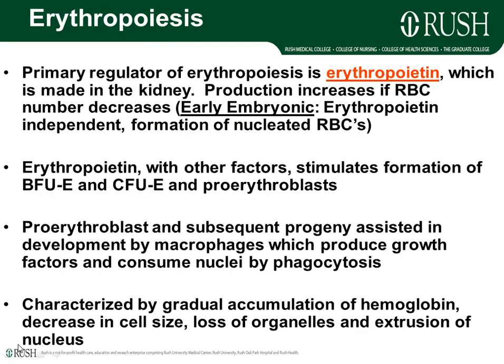So let's start talking about the specific process of some of these different lineages, starting with erythropoiesis. The primary regulator of erythropoiesis is erythropoietin, which is made in the kidney. Production increases if red blood cell number decreases. Erythropoietin, with other factors, stimulates formation of the BFU-E precursor and the CFU-E precursor, and then eventually pro-erythroblasts. Pro-erythroblasts and the subsequent progeny down the lineage are assisted in development by macrophages, which produce yet more growth factors and also phagocytize the nuclei during development. This whole process is characterized by gradual accumulation of hemoglobin, decrease in cell size, loss of organelles, and eventual extrusion and phagocytosis of the nucleus.